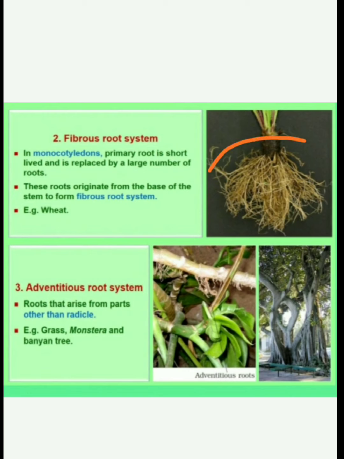Here you can see all these large number of roots. From where do they originate? These roots originate from the base of the stem and they all together constitute the fibrous root system. So the fibrous root system is usually seen in monocotyledons such as wheat.